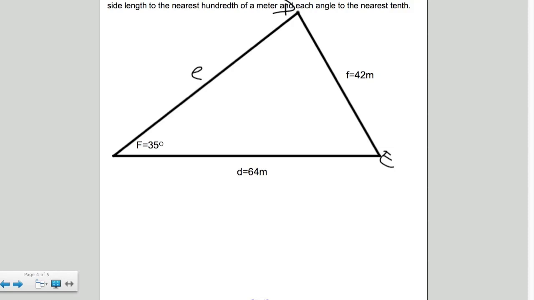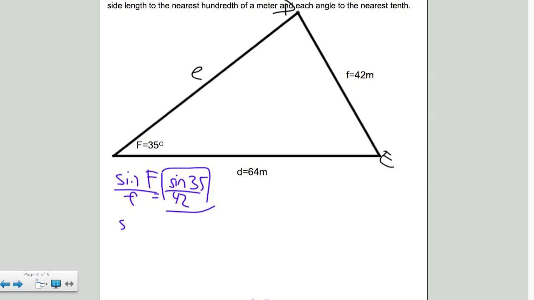If I'm solving for an angle, I want to do the angles on top because that'll make the algebra a little bit easier. Okay? So which one is my sort of magic ratio? In other words, which ratio do I have where I know the angle and the opposite side? F. So here I'm going to have sine of F over F is equal to sine of 35 over 42. So there's my magic ratio to solve for everything.